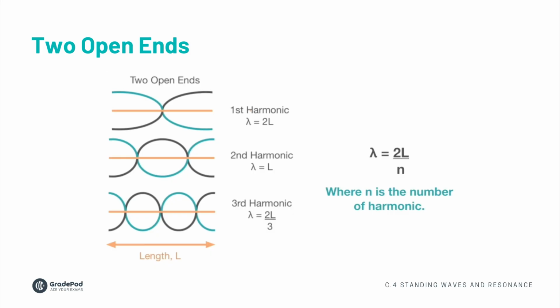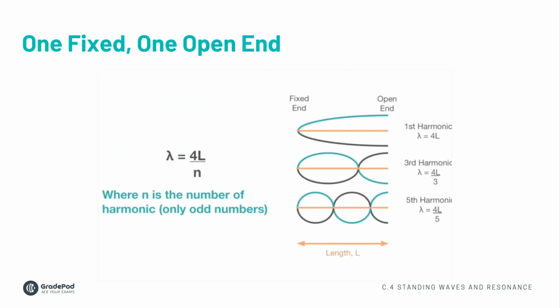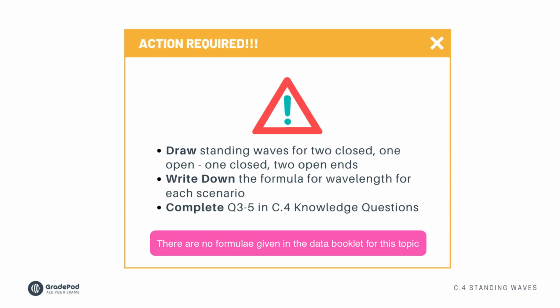So really there are only two formulas you have to learn. This one for two fixed ends and two open ends, and this one for one fixed end and one open end. Okay, head to your revision note template and draw the standing wave formations for all harmonics for the two closed ends, the one open, one closed end, and the two open ends.